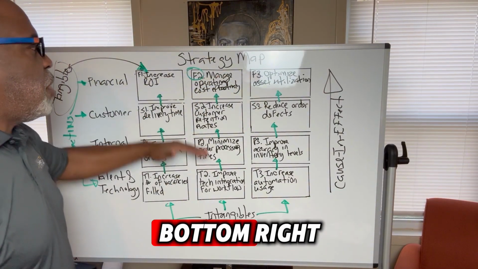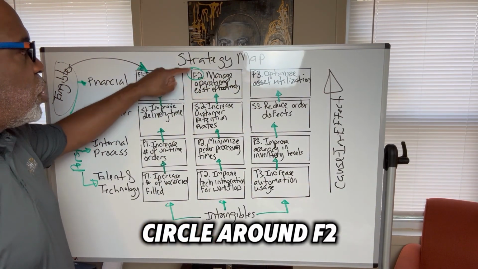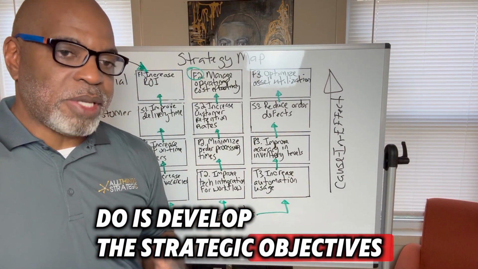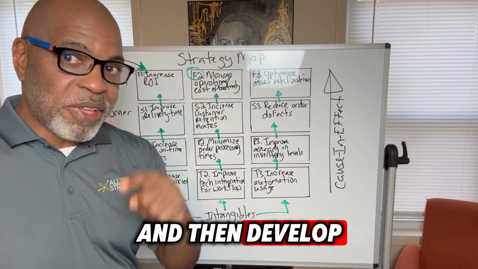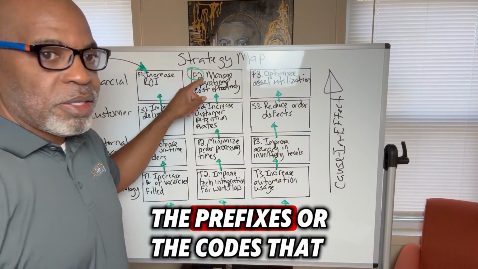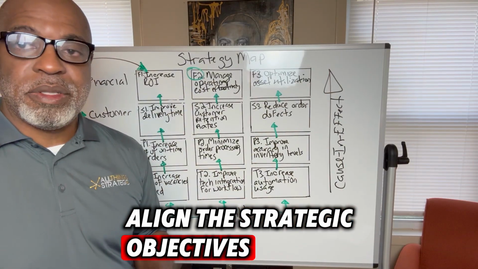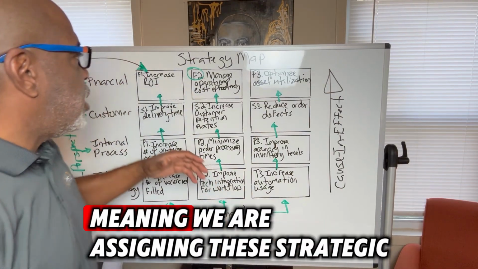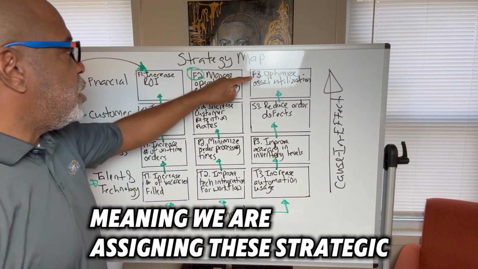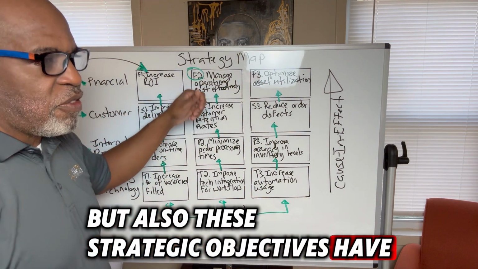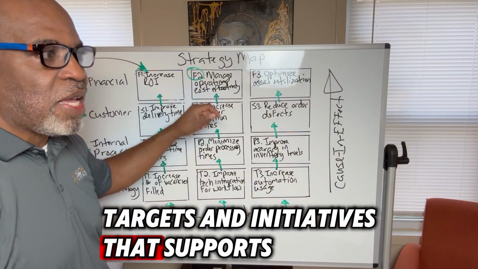So from the top to the bottom, you see here, I have a circle around F2. The first thing we have to do is develop the strategic objectives and then develop the prefixes or the codes that align the strategic objectives accordingly. Meaning we are assigning these strategic objectives to people, but also these strategic objectives have measures, targets, and initiatives that support them.